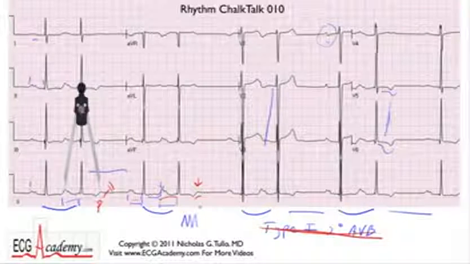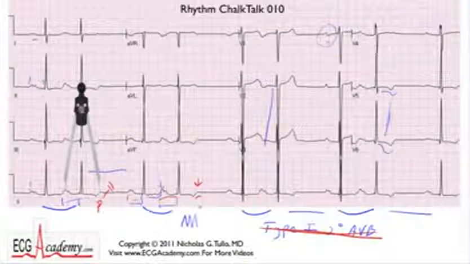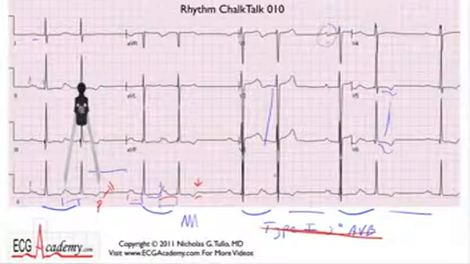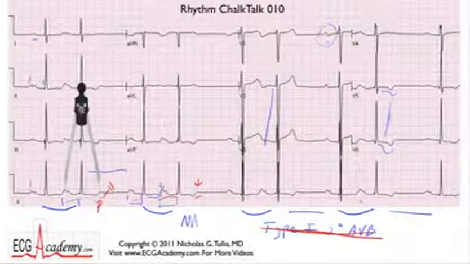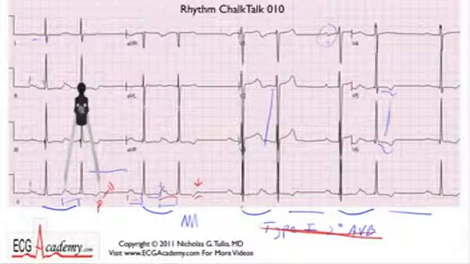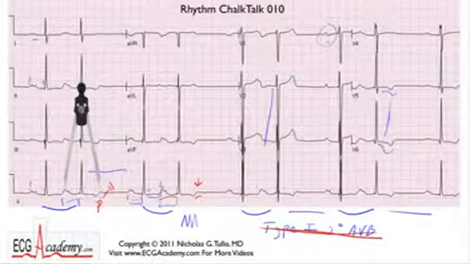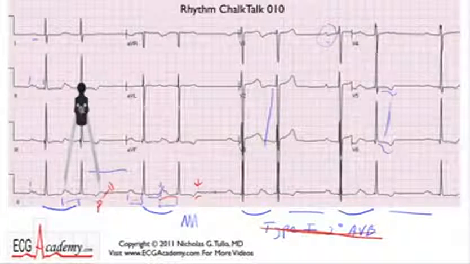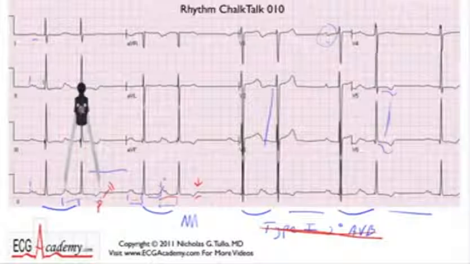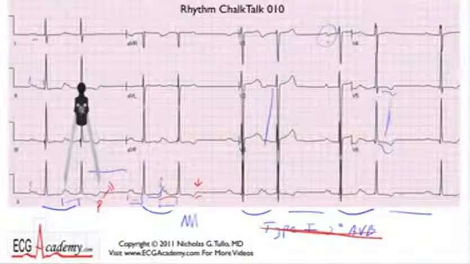Okay, so this is a very common problem. We see it all the time. People make the mistake of calling this second degree AV block, but it's not. If it was second degree AV block, where's the P that didn't conduct, right? We should have a P wave that blocked, but it didn't. So how do we explain this? Well, since the P to P interval is clearly not marching through, what's the next likely diagnosis?